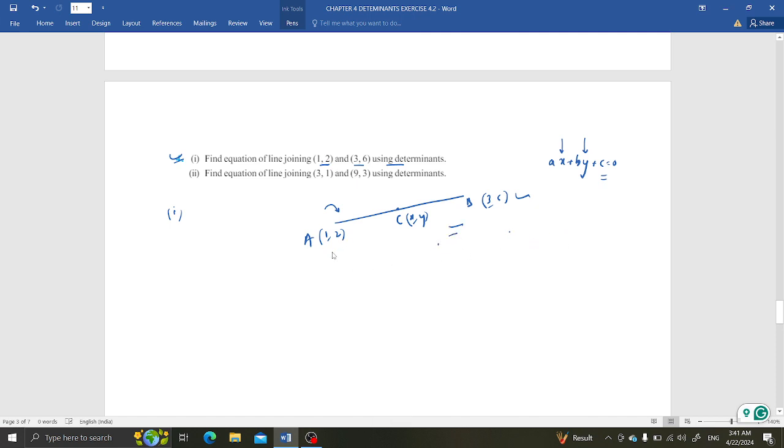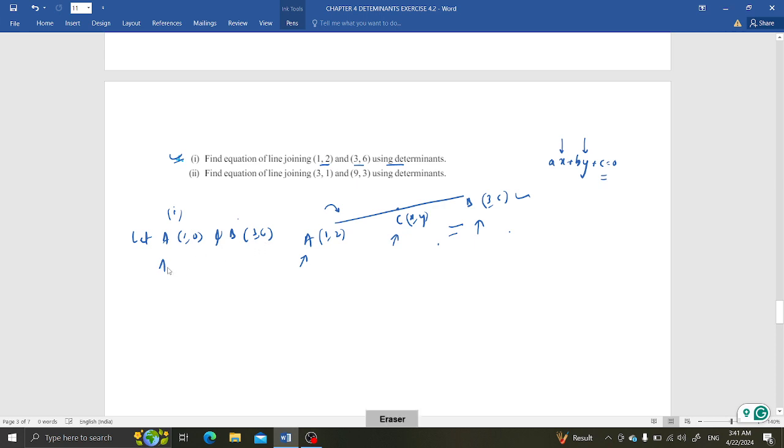Now here you can observe these 3 points A, C and B are collinear, because they all lie on the same line. So because these 3 points are collinear, the area of the triangle, I'll write here, we need to write, let A be 1 comma 2 and B be the 3 comma 6 point.